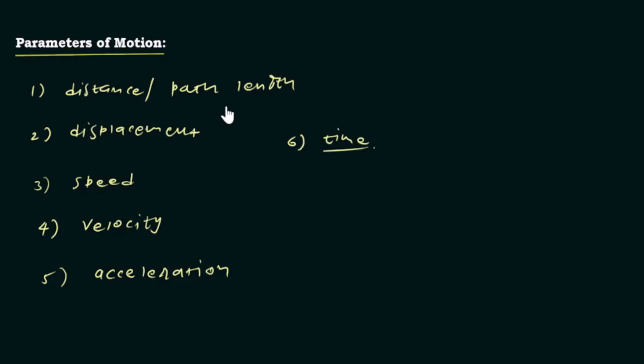Basically we have distance and displacement, which are generally lengths. If distance changes with respect to time, then we get speed, and if displacement changes with time, then we get velocity. If velocity changes with time, then we get acceleration.